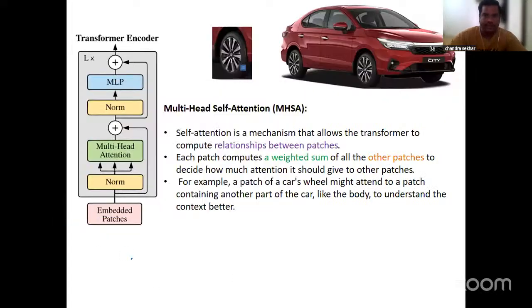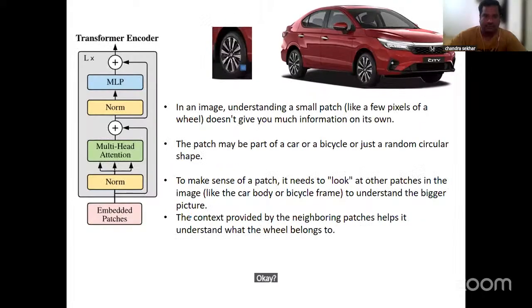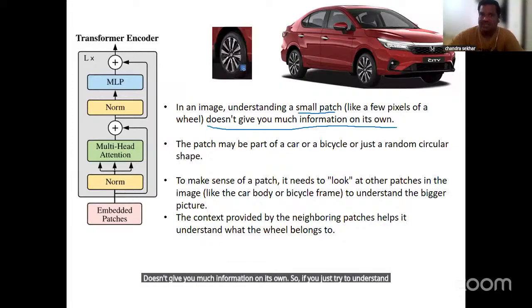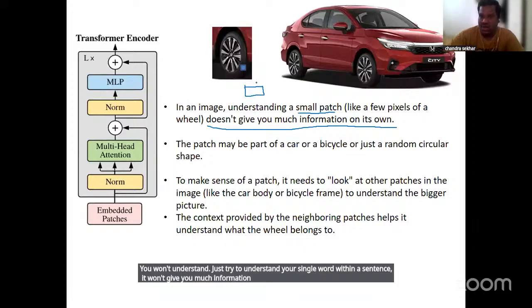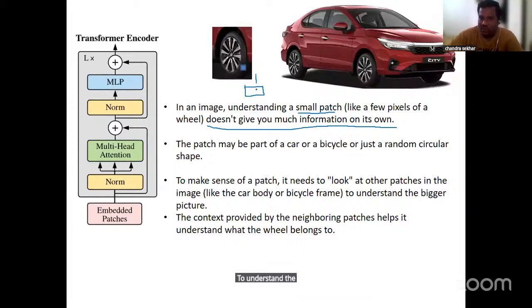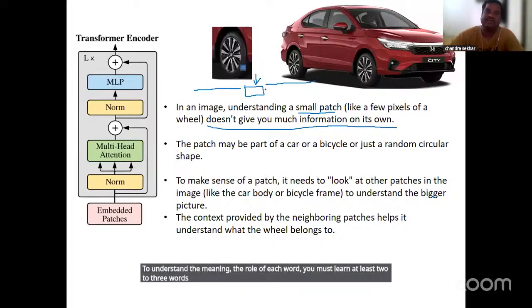So in an image, understanding a small patch, like a few pictures of a wheel, doesn't give you much information on its own. If you just try to understand about this, you won't understand. Just try to understand a single word within a sentence, it won't give you much information. To understand the meaning, the role of each word, you must learn at least 2 to 3 words before and after. Then only the context of this word can be learned better.